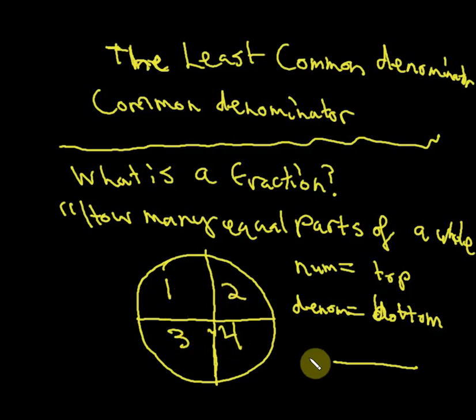So 1, 2, 3, 4. The total amount you can get of the entire pie is 4 pieces, so 4 equal slices of pie. But how many slices am I going to take? If I take 1 slice, let's just shade that in, whoops, 1 slice. How many slices out of 4 do we have left? We have slice number 2, slice number 3, slice number 4. So that is equal to 3 slices.